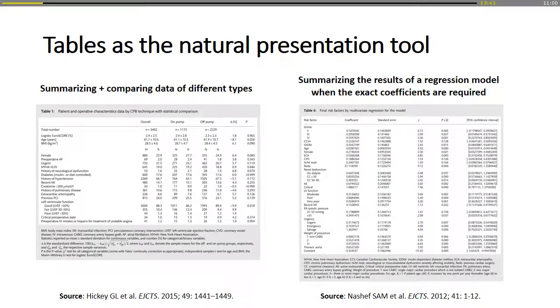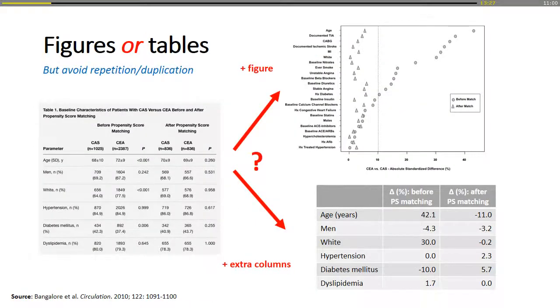And if we want to summarize a complex regression model, but we want the readers to have the exact model coefficients, so I'm thinking along the lines of Euroscore or Euroscore 2, then we would publish that type of information in a table. And then we come to the cases where it's a bit ambiguous whether we might go with tables or figures.